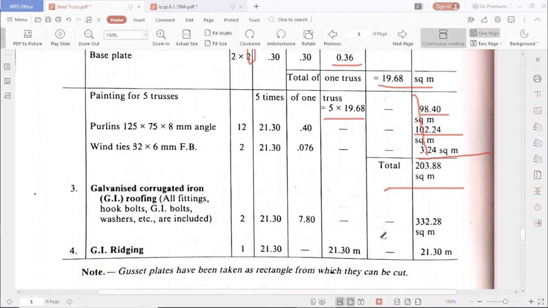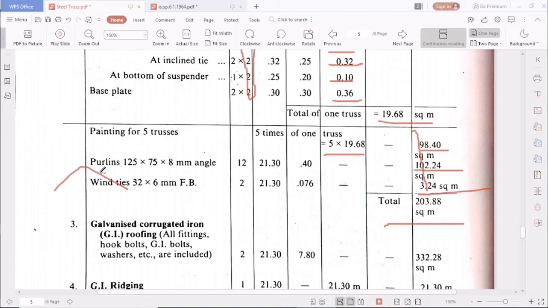Next, after painting, what do we have to add? We have to add GI roofing, galvanized corrugated iron roofing, with the hook bolts and all the required connections included. So how much do we want? We want GI roofing on both slopes, so 2.